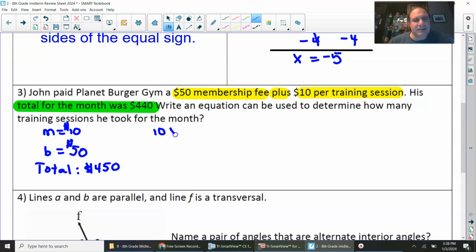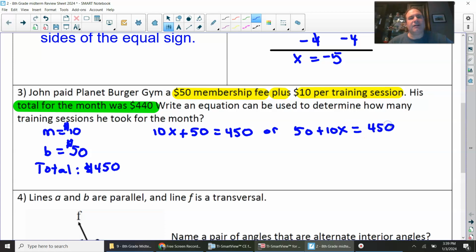So it is 10x plus 50, which is the y-intercept, the initial fee, equals 450. Or you can have 50 plus 10x, because addition is commutative, equals 450. You don't have to solve this one, but if you did, you just would have to solve for x, and then the x would represent how many training sessions he took in a month.